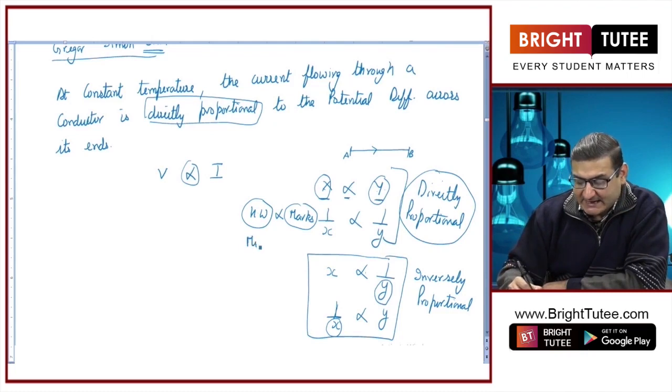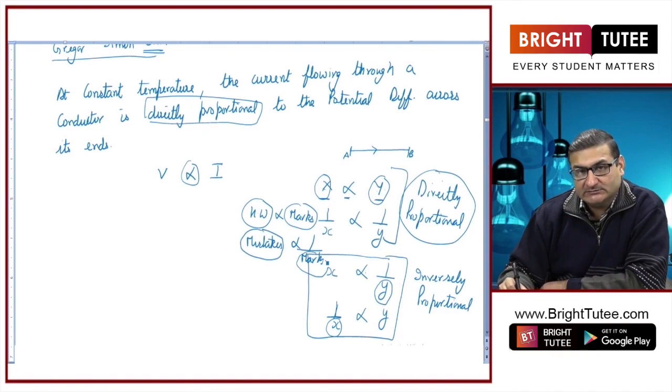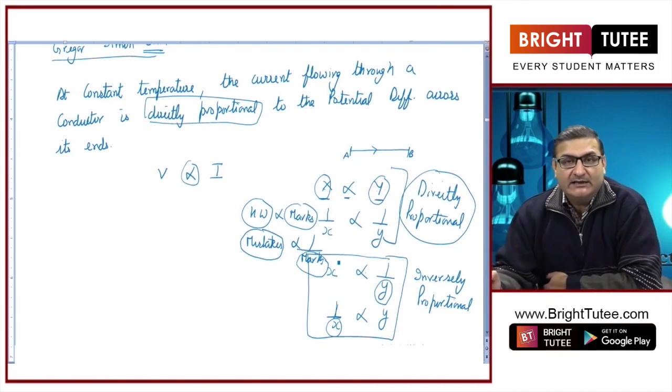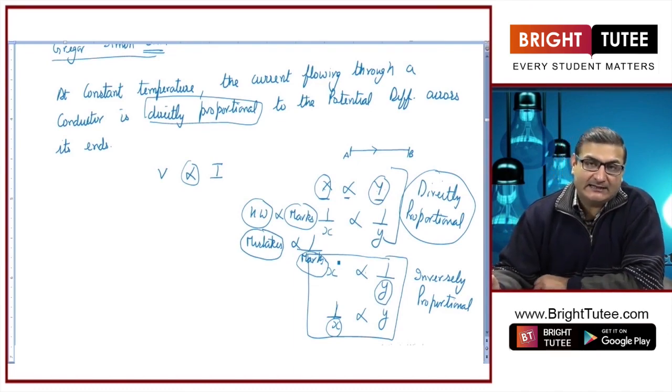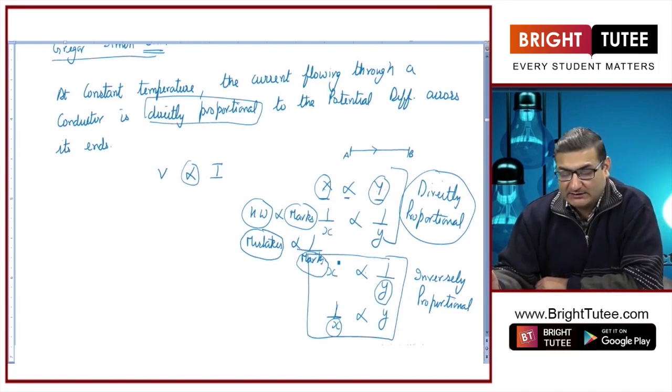Whereas mistakes are inversely proportional to marks. Means more will be the mistakes, less will be your marks. Less mistakes you will do in the examination, more marks will you obtain. So they are inversely proportional and directly proportional. I hope you have understood the concept.